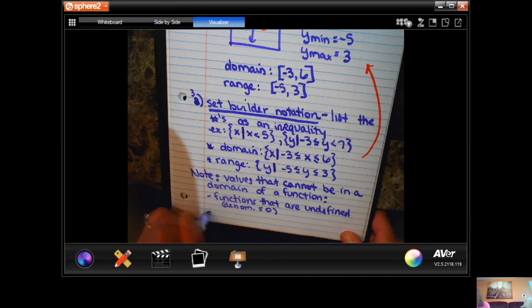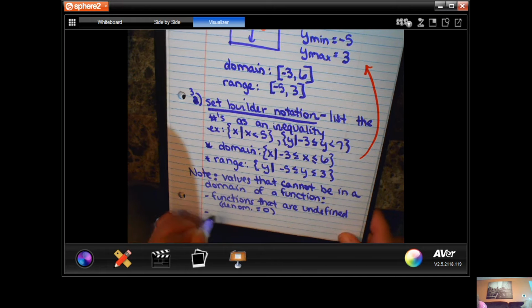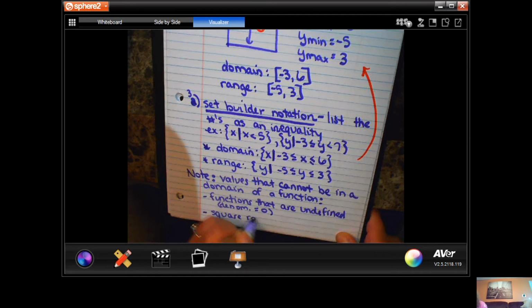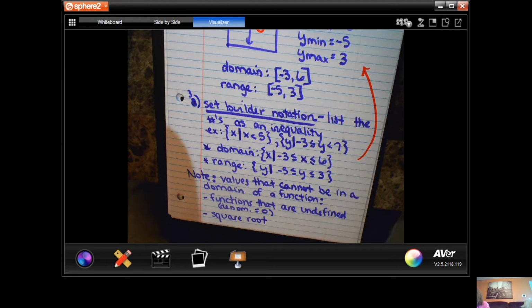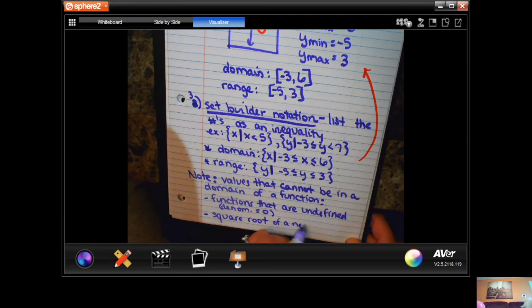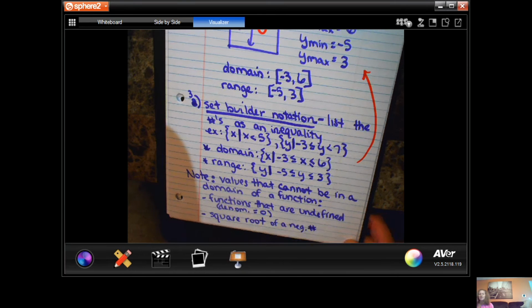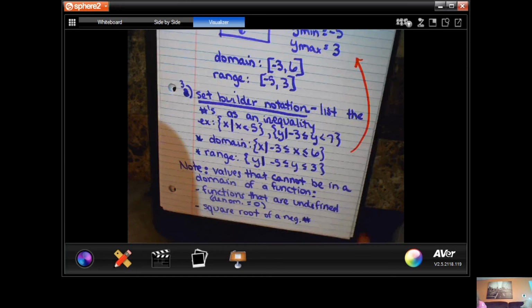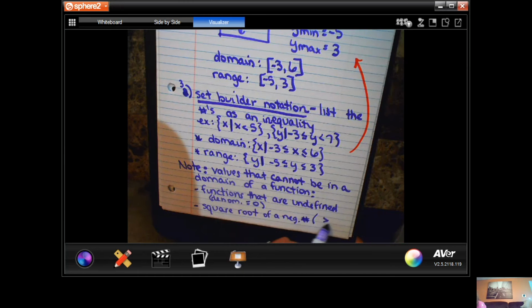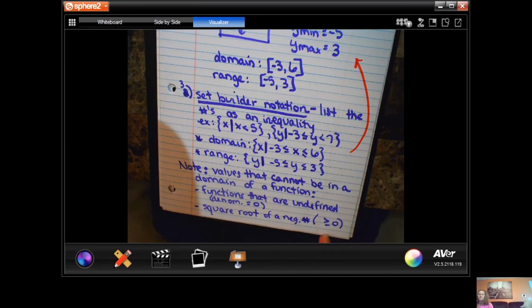Another function that cannot have a certain number in the domain is when you have a square root. Do you know what number you cannot have under a square root symbol? You cannot have a negative number. So can you write square root of a negative number, and I abbreviated that. So that means the number has to be greater than or equal to 0. So I just added that at the end.